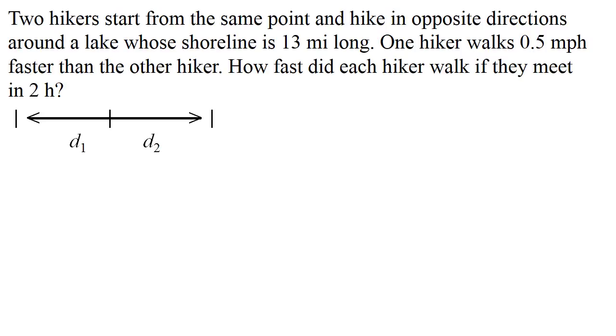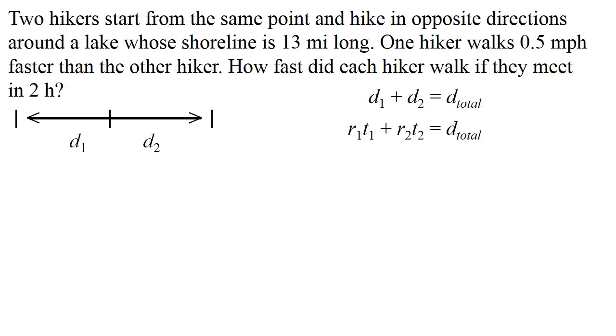We want to know when they've covered a distance of 13 miles together. So distance 1 plus distance 2 equals the total distance. And again, distance is rate times time, rate times time. So there we go. Let's see, what do we know? We don't know how fast either one's walking, but we do know one of them is half a mile per hour faster than the other. And we do know their times. They started together and they met 2 hours later. So we're going to fill those in.